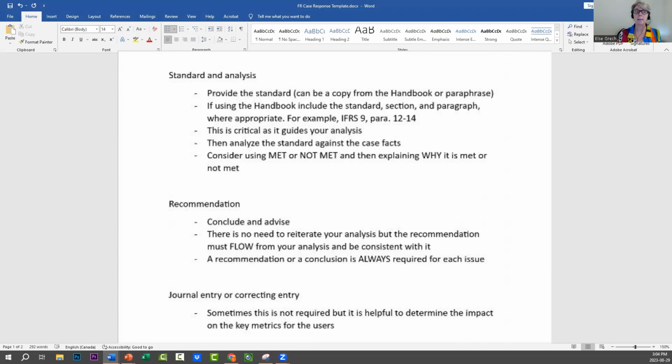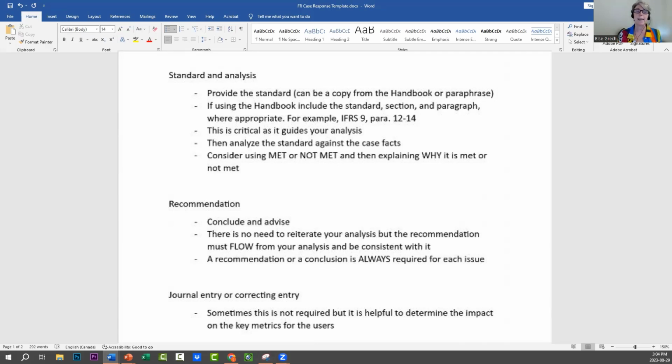Then you've got the heading, standards and analysis, and you should use that heading because it allows the client to know what you're talking about, but it also allows a marker to know what you're talking about. So provide the standard. It can be a copy from the handbook, or you can paraphrase it. You want to include the standard, the section, and the paragraph, not only if you're copying, but if you're paraphrasing, right? And providing the standard is so critical because it guides your analysis.